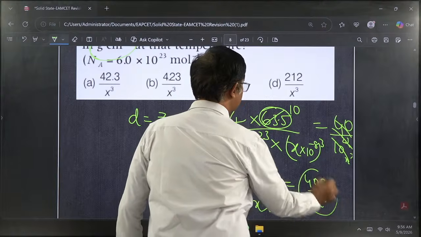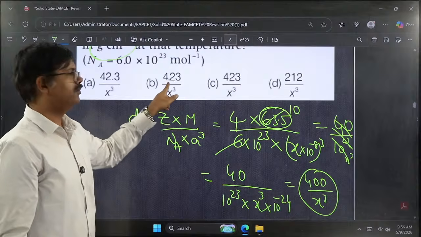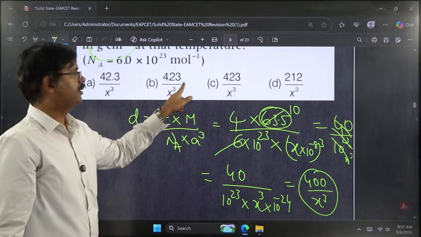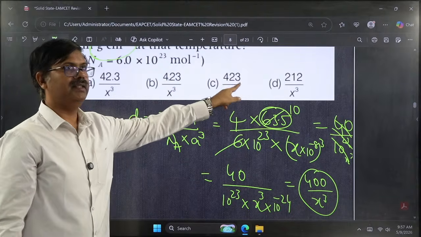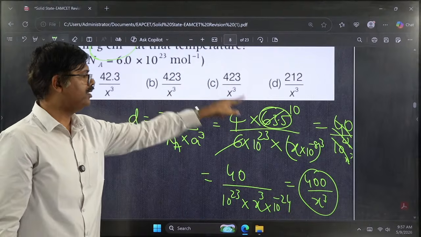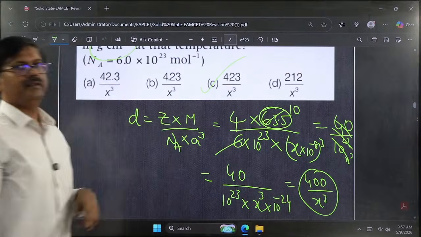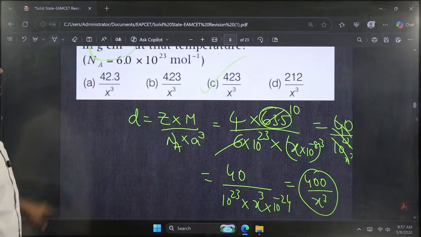So which is the answer closest to this? This is 42.3. This is 4.23. Okay, this is 423. So 4.23 is here, 423. 423 is closer to the 400. So the answer is C. Next.